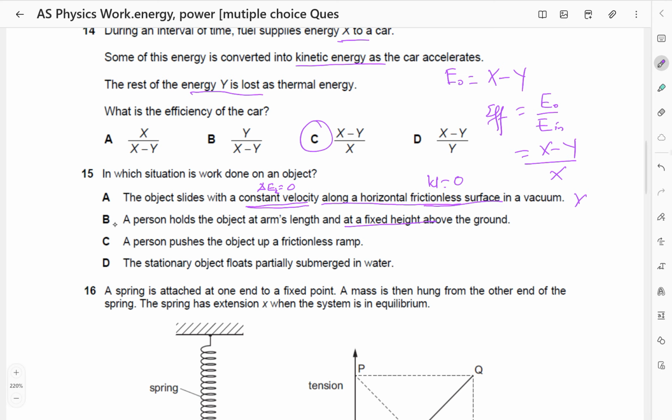A person pushes the object up a frictionless ramp. Although there is no friction, so no work done against friction, the object is moving up, so there is a distance. Work done is force times distance. There is force used to push the object, so there is work done here. The stationary object floats partially submerged in water. There is no distance moved, so there is no work done.